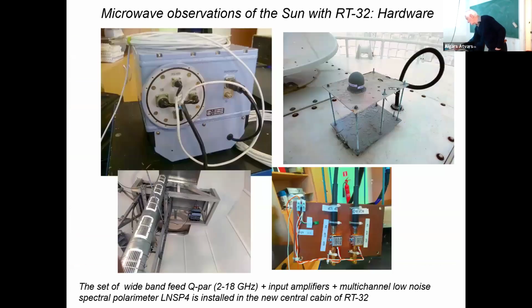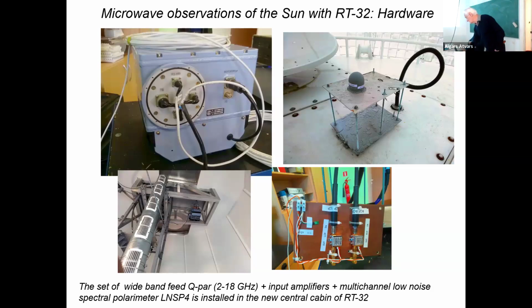The main instrument for solar observation is now this gray box. We call it low noise spectral polarimeter, LNSP for this abbreviation, because it is the fourth version. Now it is installed, and you can see how it is installed on the roof of the central cabin, and how this one looks. This is the wideband feed for our solar observations.